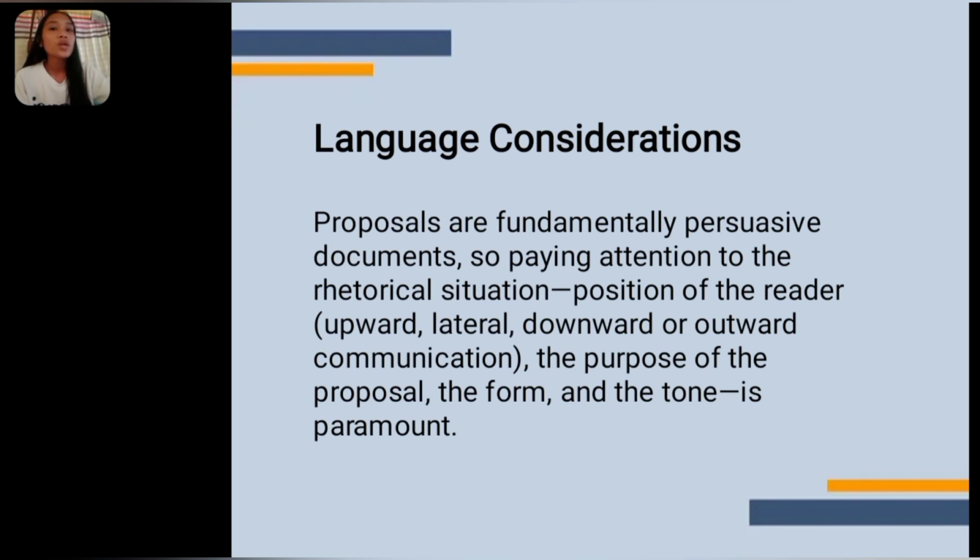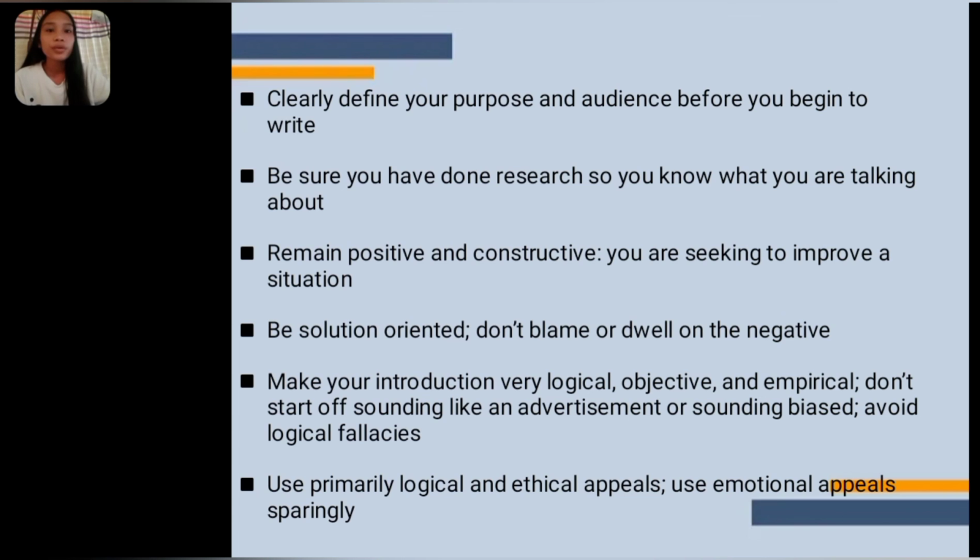So, then also we should consider the language considerations. Proposals are fundamentally persuasive documents, so paying attention to the rhetorical situation, the position of the reader (upward, lateral, downward, or outward communication), the purpose of the proposal, the form, and the tone is paramount. So you must clearly define your purpose and audience before you begin to write. And also be sure you have done research so you know what you're talking about.